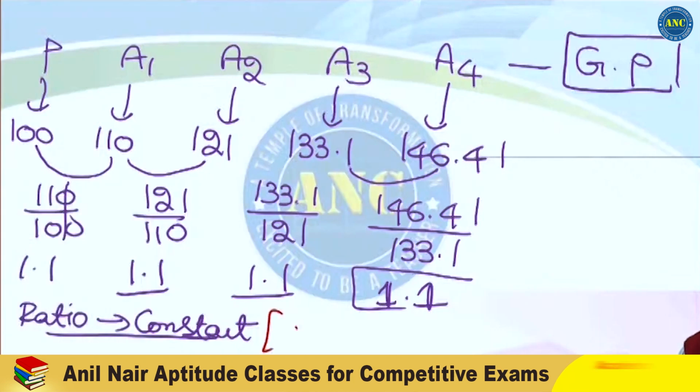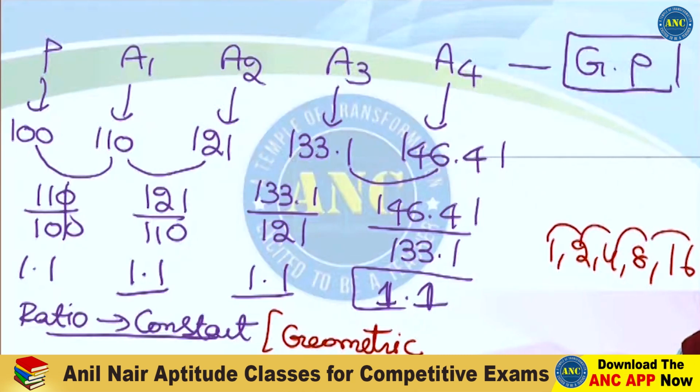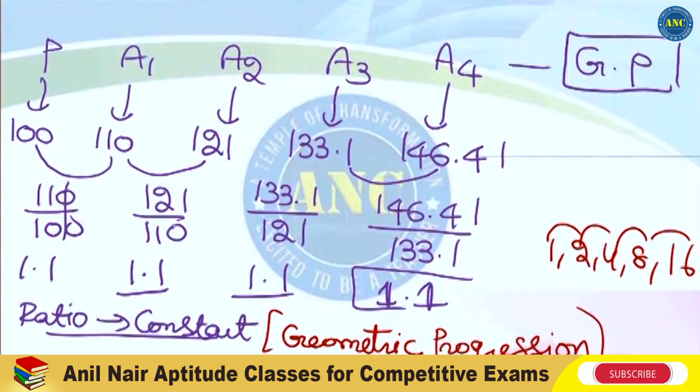If the ratio is constant, that means the series is in which progression? Geometric progression. If 1, 2, 4, 8, 16, ratio is constant: 2 by 1, 4 by 2, 8 by 4, 16 by 8. Extremely important. Simple interest follows arithmetic progression. Compound interest follows geometric progression. Please write down these points, sir.